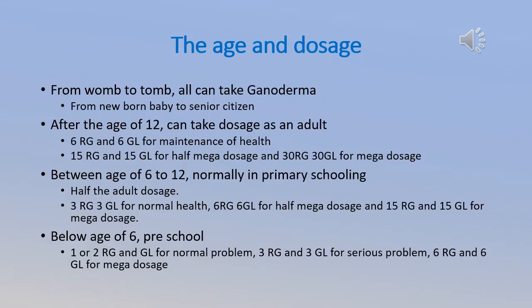For those below the age of 6, when the child is very small, we can mix it into the milk or drink for them. Maybe 1 or 2 Rg and GL for a normal problem, 3 Rg and 3 GL for a serious problem, and 6 Rg and 6 GL for the mega dosage. So these are the general dosages, depending on the group of people and the body condition.